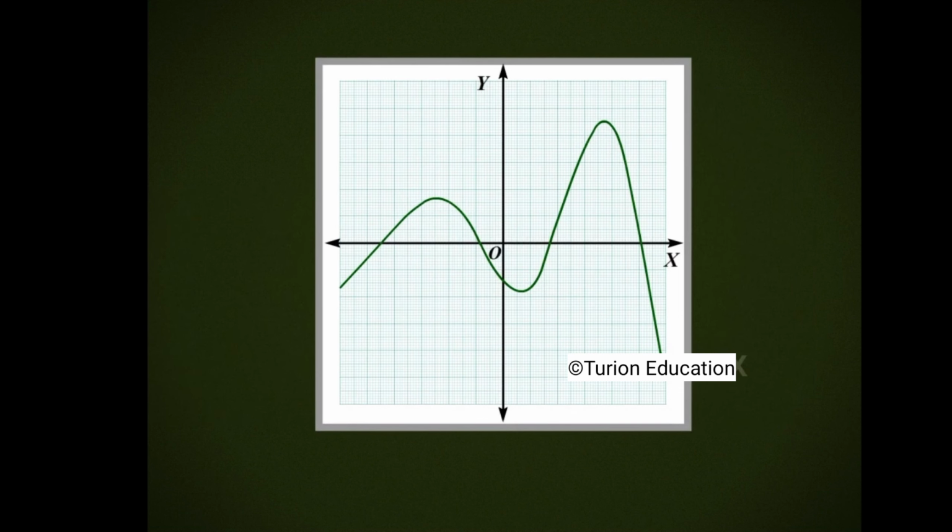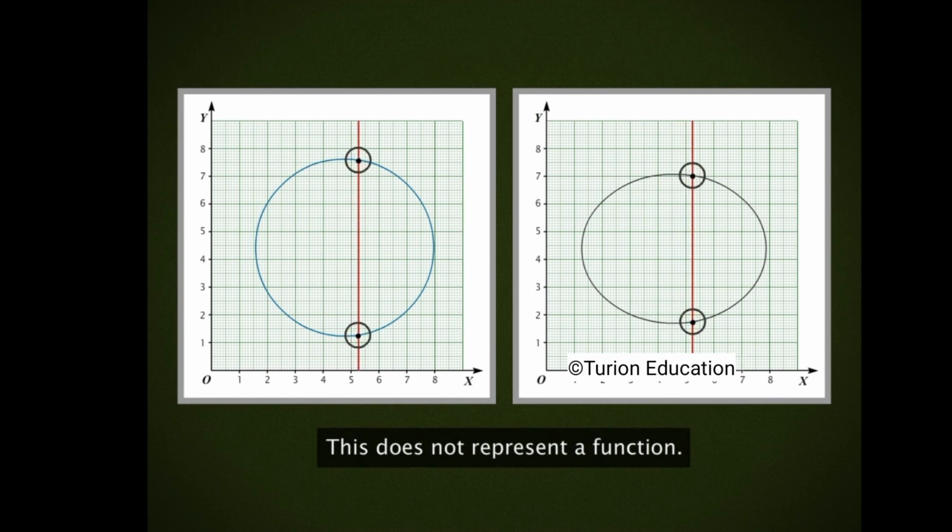For example, consider this graph. In order to determine if a relation given as a graph is a function, we place a vertical line on the graph and slide it all the way from the left to the right and find that it intersects the graph at no more than one point. Thus, this relation is a function. What about a common shape like a circle or an ellipse? It does not represent a function, as the graph crosses the vertical line more than once.